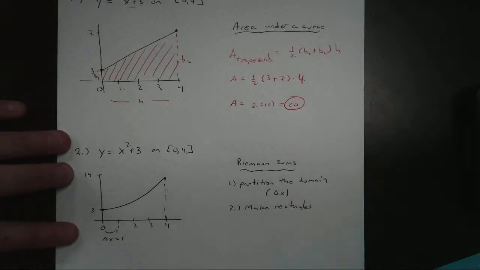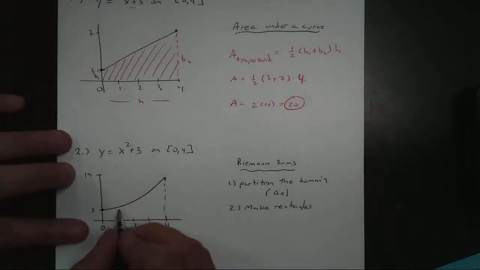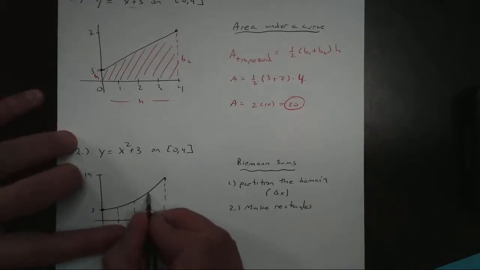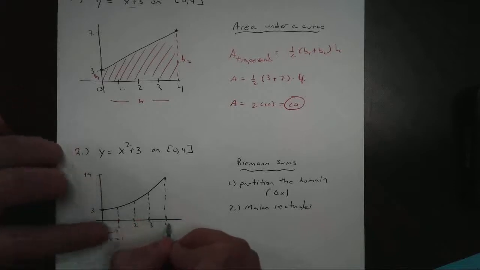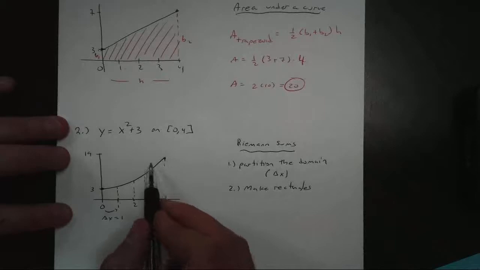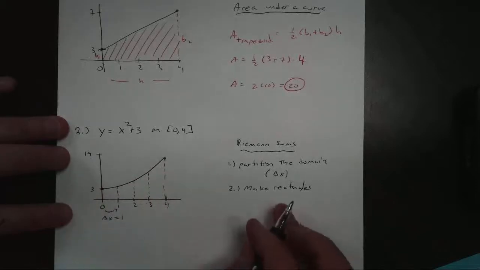Now what that means is between 0 and 1, we're going to make a rectangle. Between 1 and 2, we're going to make a rectangle. Between 2 and 3, we're going to make a rectangle. Between 3 and 4, we're going to make a rectangle. Now, I know these don't look like rectangles yet, but we'll get to that in just a second.